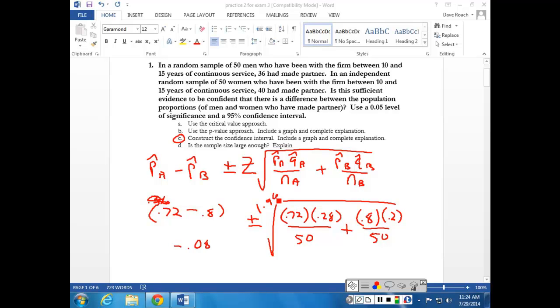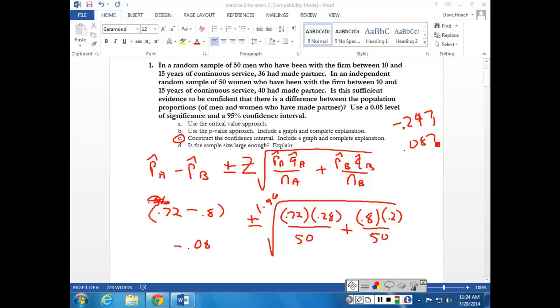I'm getting minus 0.247 to 0.087. And I've forgotten what I wrote down a minute ago, and I don't have it here, so I'm going to run that back through my calculator again. Yes. Okay.